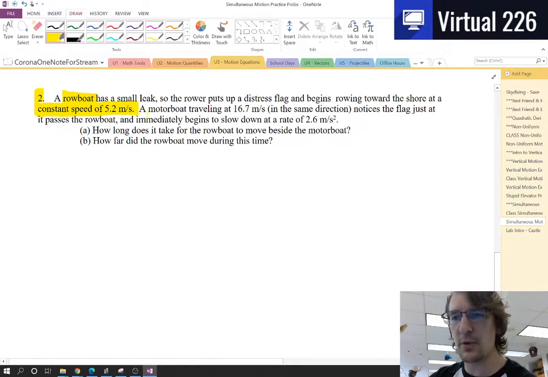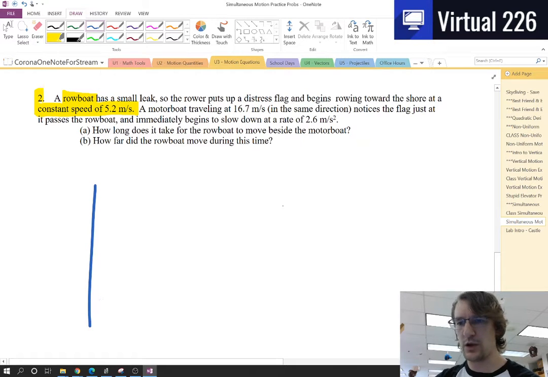And what happens here is a motorboat traveling by at 16.7 meters per second, same direction, notices the flag just as it passes the rowboat. It immediately begins to slow down at a rate of 2.6 meters per second. How long does it take for the rowboat to move beside the motorboat, and then how far did the rowboat move?